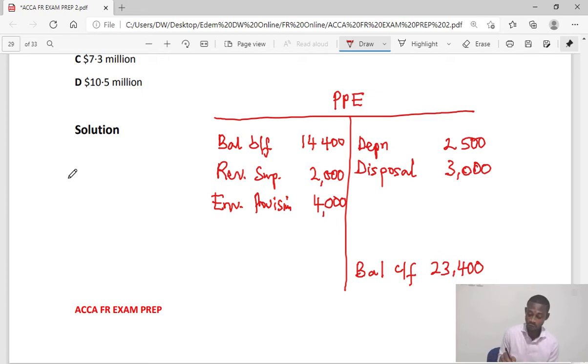Now I can close this T account in order to determine the cash paid to acquire the PPE. So I'll add up 2,500 plus 3,000 plus 23,400. That gives me 28,900. So the total will be here 28,900.